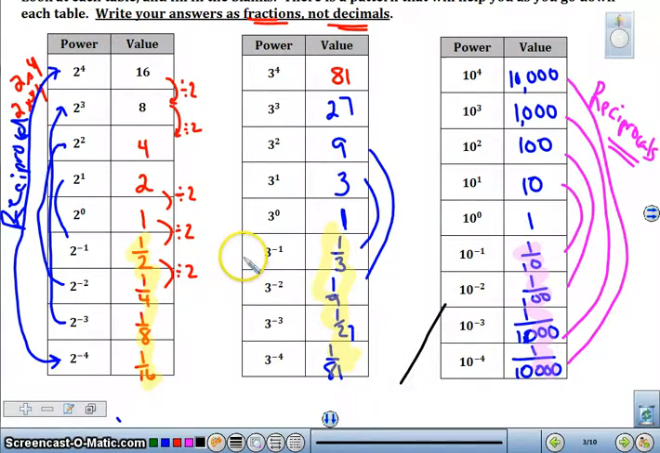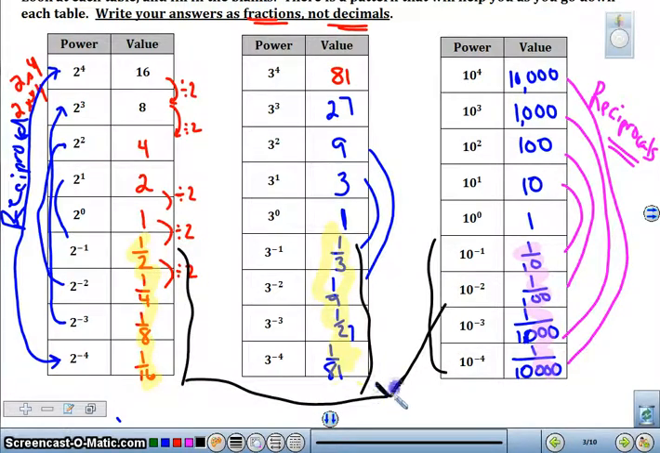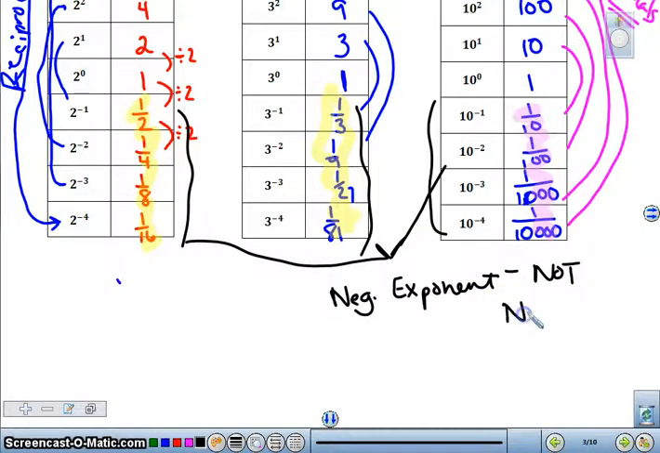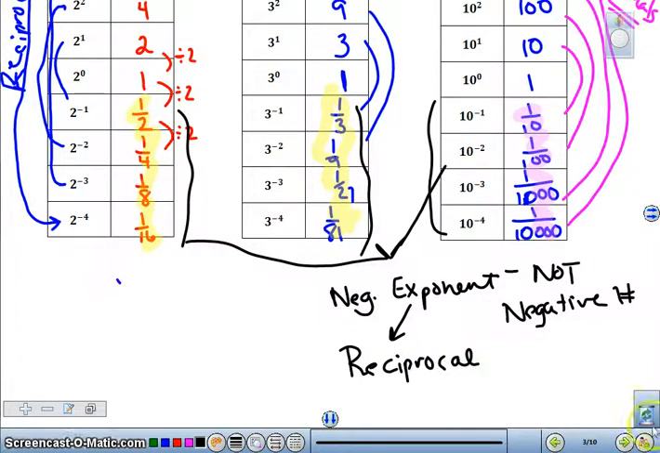The key thing that I want you to notice about all of these negatives in each one of these columns is that the negative exponent in no way gives you a negative value. The negative exponent is not a negative number. All of those were positive. What the negative exponent does is it makes the reciprocal. And reciprocals have the same sign.